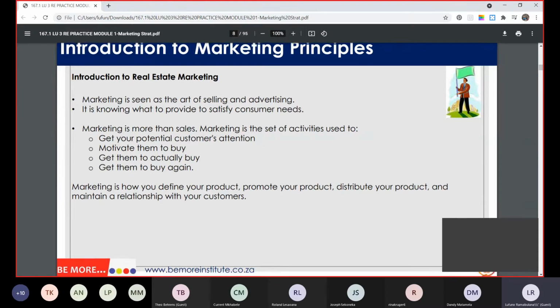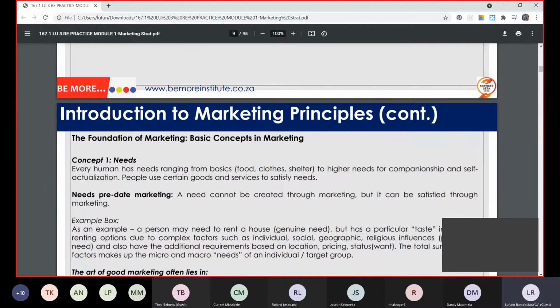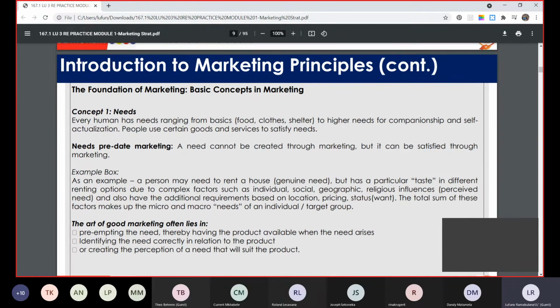a once-off thing. The foundation of marketing, or the basics of marketing, this is what we are going to look at. The first concept is the need. Every human has needs ranging from basic needs, think about Maslow's hierarchy of needs, to higher needs of companionship and self-actualization. People use certain goods and services to satisfy their needs. Needs predate marketing. So a need cannot be created through marketing, but it can be satisfied through marketing. So we use marketing to satisfy a particular need, a need that a person already has.